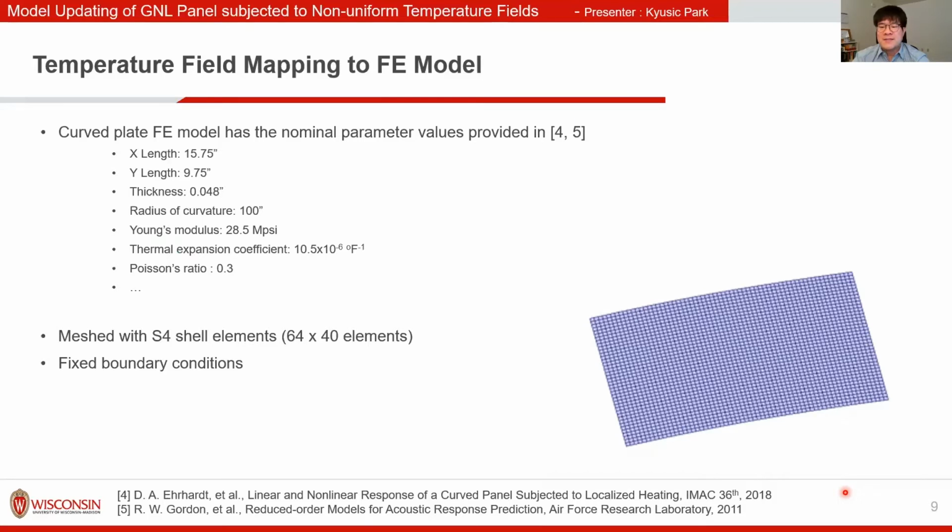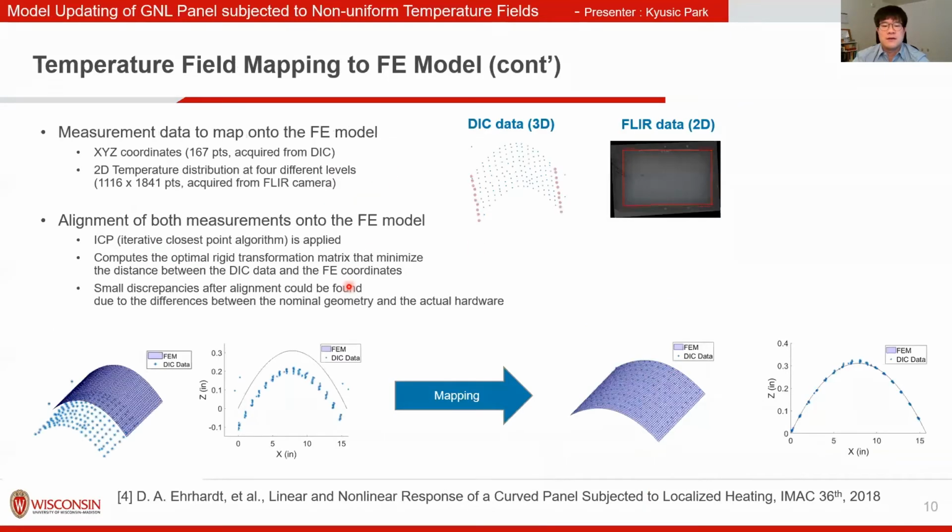The default FE model had the same nominal parameter values as those of Dr. Erhardt's experimental study. So the first task is to map the temperature fields onto the FE model. There are two measurements: the XYZ coordinates from DIC data and 2D temperature data from FLIR, and they are from 4 different temperature fields. So we align the measurements using the ICP algorithm, which computes the optimal transformation matrix between the DIC data and the FE coordinates. As you can see, they match pretty well, although there are small discrepancies that may be due to the differences between the nominal geometry and actual hardware in the experiment.